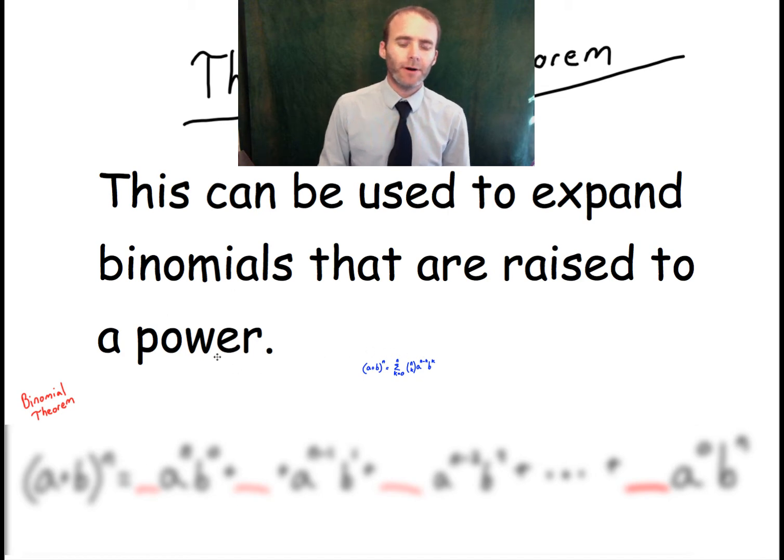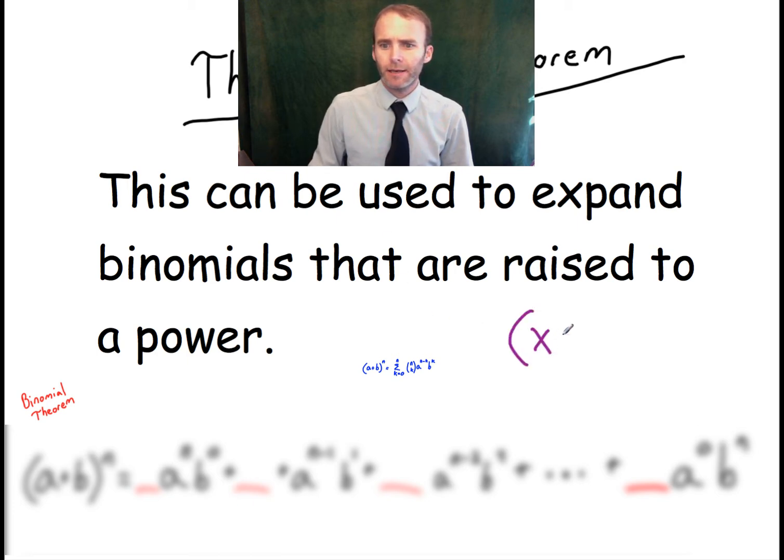Well, we already talked about what a binomial is in the last lesson, but remember, a binomial could be something like x plus 2 raised to a power. Well, we can say to a power of 5. Now, how do I expand this? And we do that using the binomial theorem.